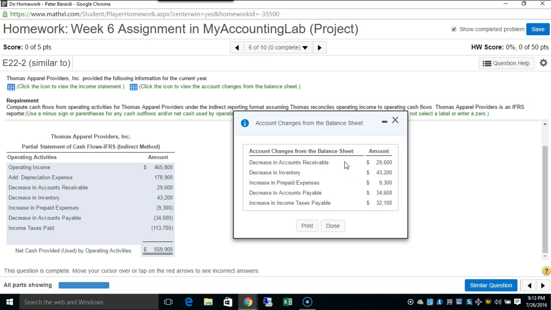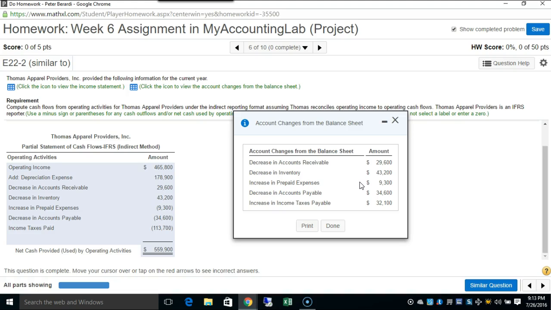The balance sheet tells us that our accounts receivable decreased by $29,600. So if you decrease accounts receivable, you're essentially adding working capital to your operating section of your cash flow. So a decrease in accounts receivable as a current asset is an increase in cash flow. Next is your inventory. Inventory also decreased. Therefore, a decrease in inventory, a current asset, is an increase in working capital.